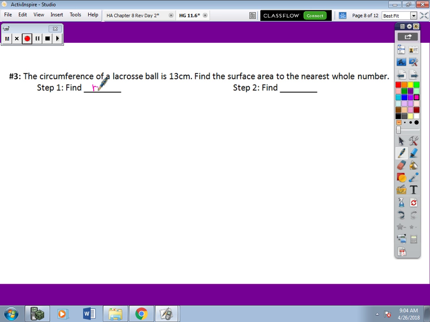So step 1 is to find the radius using the circumference formula. These will not be on your formula sheet, so you need to know those. You know all your area formulas and your circumference formula. Now notice it's not 13 pi, right? It's just 13. If it were 13 pi, that would be great, because then we could cancel out our pi's, but we don't have that. So, how do I solve for the radius?